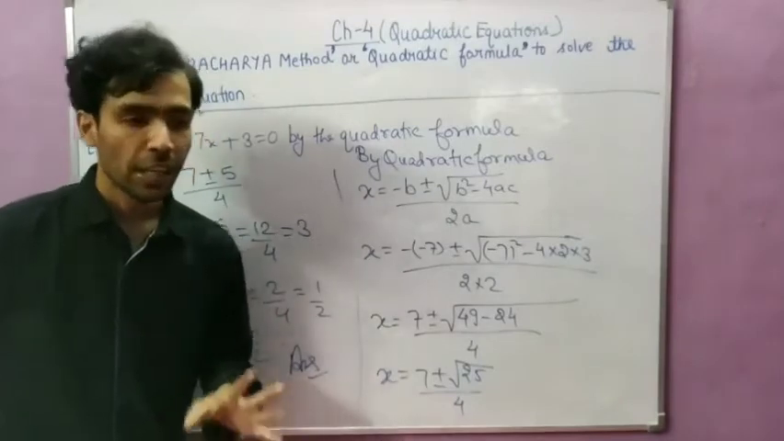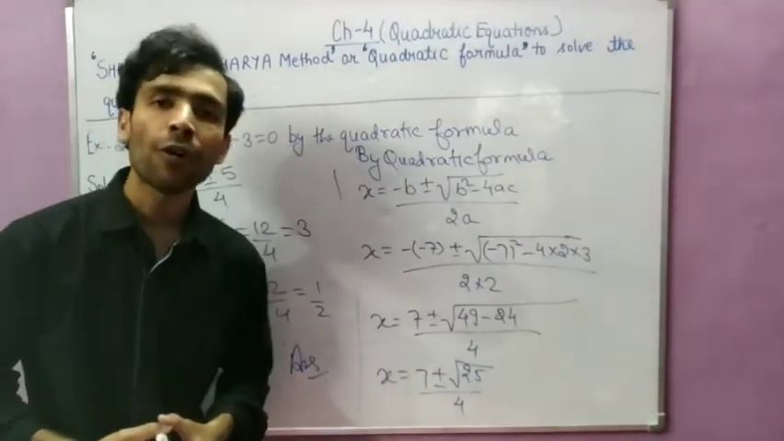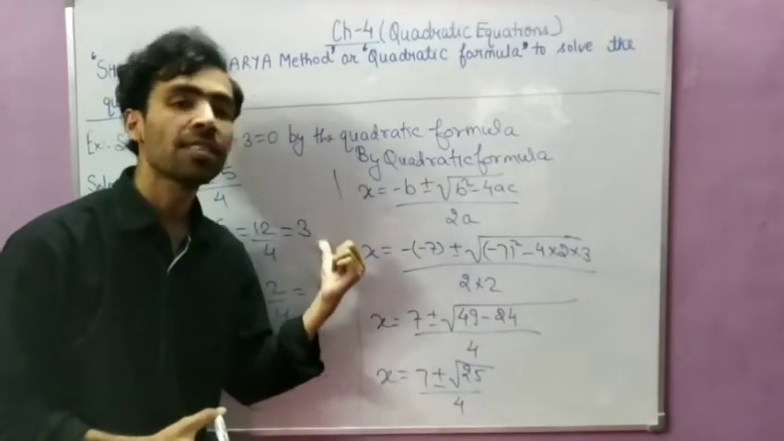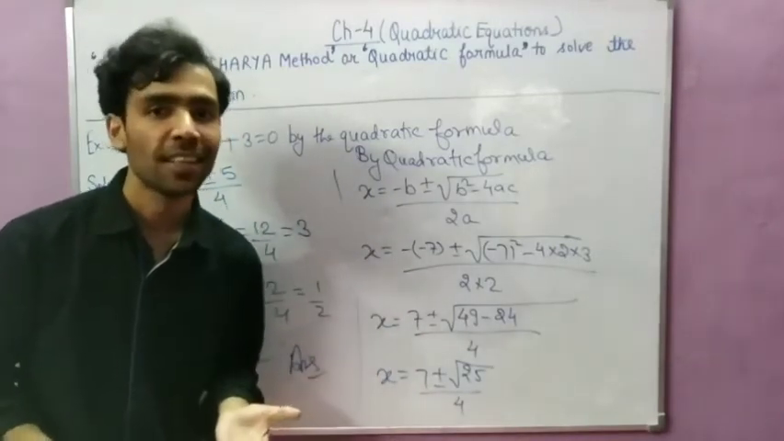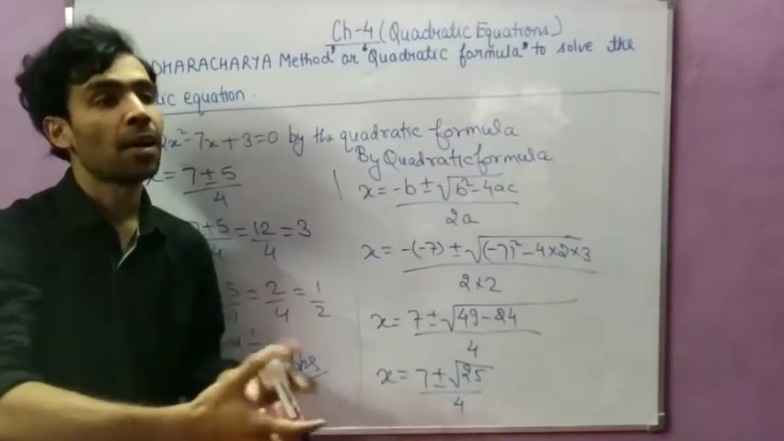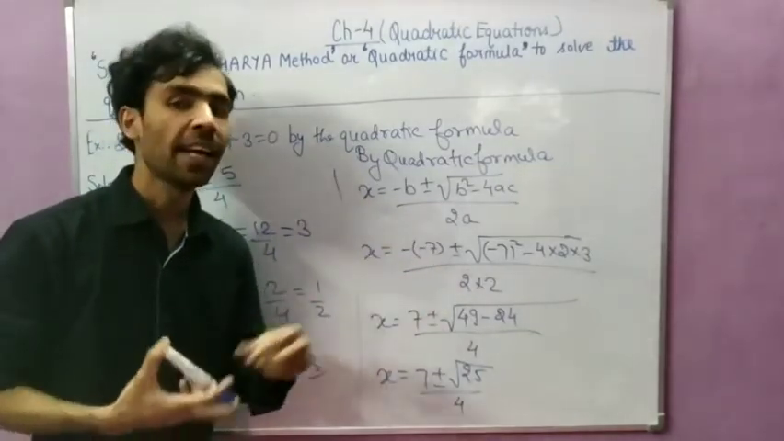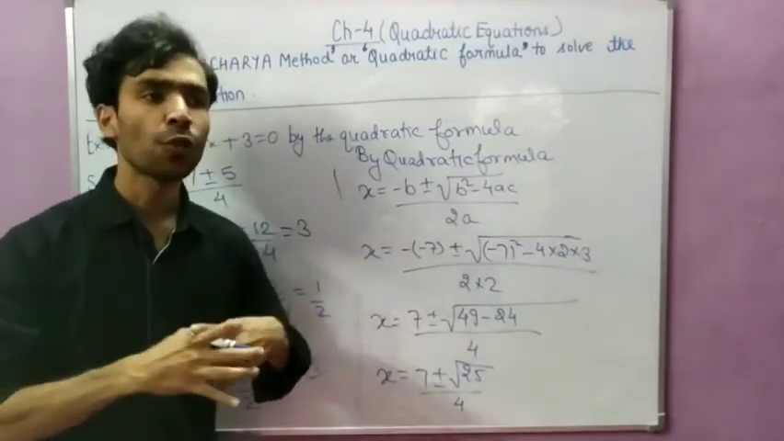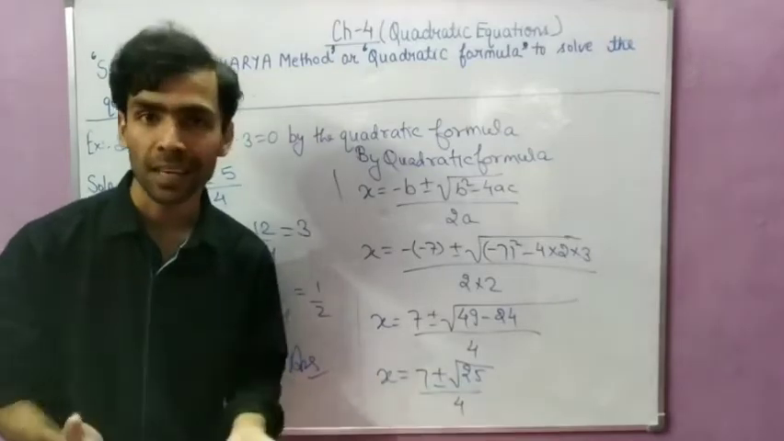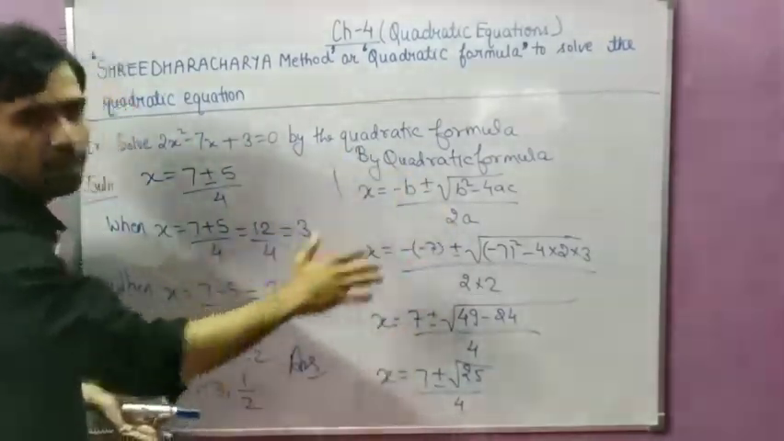Very simple. If in the question nothing is specified and you don't know how to factorize, then this method is the Brahmastra for you. Okay. Like we have seen in the Mahabharata, Ramayana, Brahmastra. So this formula is a Brahmastra for you. It will help you in any conditions. If you don't know how to factorize, then you can easily solve any quadratic equation by this method only.